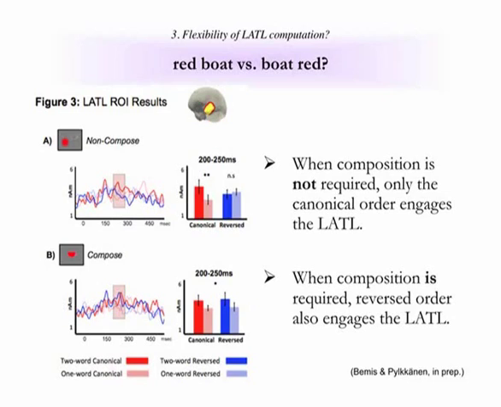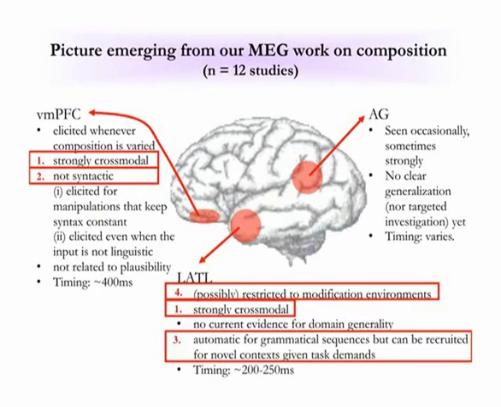However, when we present these stimuli in the context of the composition task, now we actually have a main factor of number of words. So now both the canonical word order and the reverse word order actually show the main factor. So when composition is required, even the reverse order engages the LATL. All right, so we have this sort of evidence for authenticity for these grammatical sequences, but then we can't seem to recruit the same mechanism for the composition of the novel word order if the task is not composition, so it also shows some flexibility.